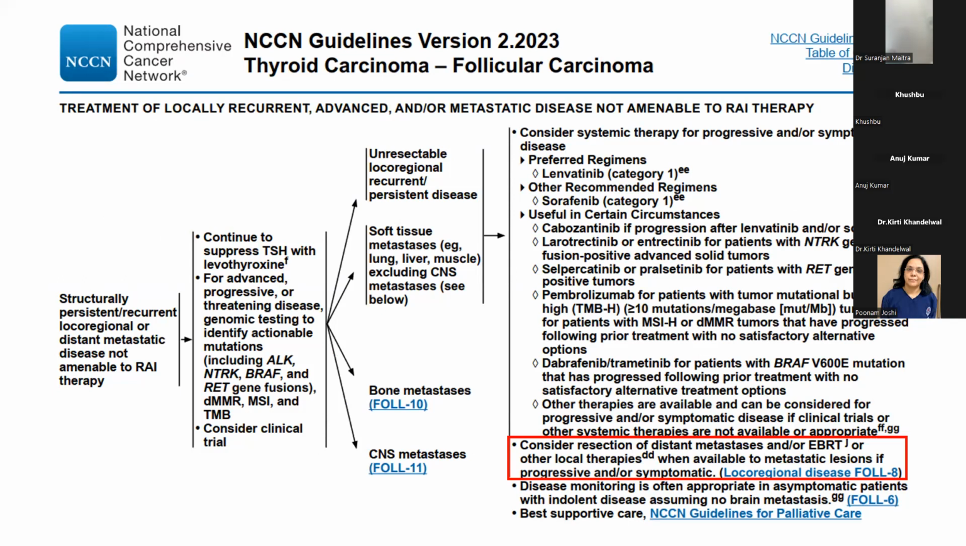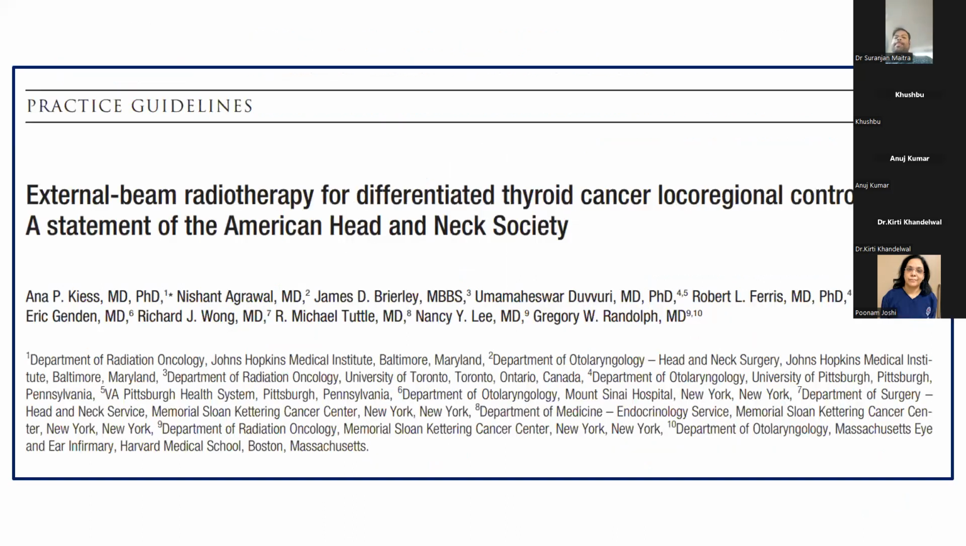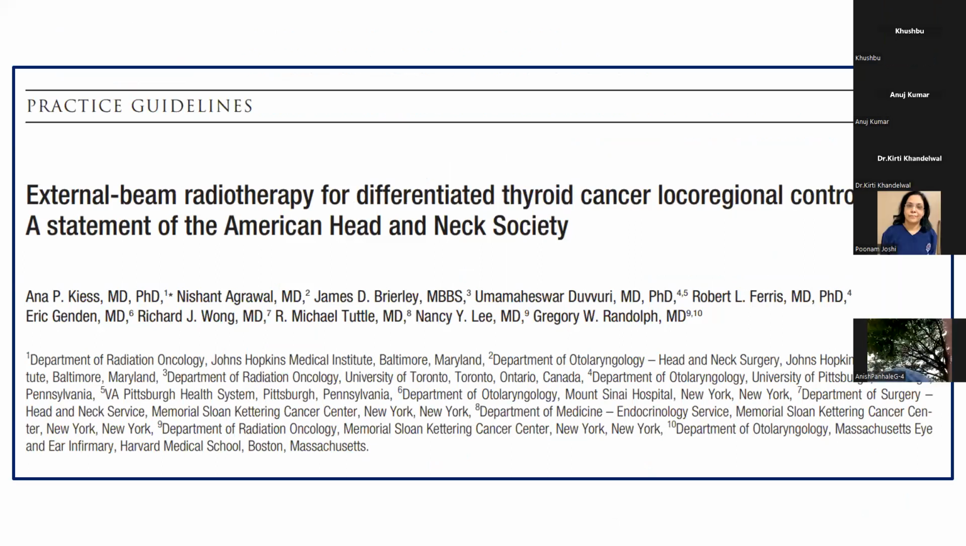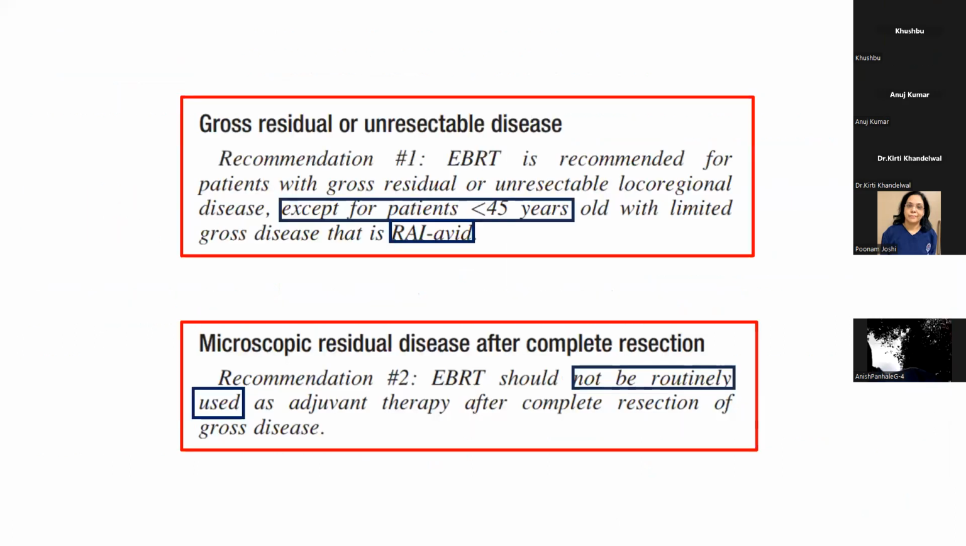So we talked about the ATA 2015, the British Thyroid Association 2014, and the NCCN guidelines 2023. And these are some of the practice guidelines that have been given by the AHNS, the American Head and Neck Society for Differentiated Thyroid Cancers. And out of this, again, there are 4 recommendations. So recommendation 1 tells that EBRT is recommended with gross residual unresectable regional disease, except for patients less than 45 years and if it is radioactive iodine avid. So we know that younger patients have a better prognosis and radioactive iodine avid tumors have a better prognosis, and it should not be routinely used.